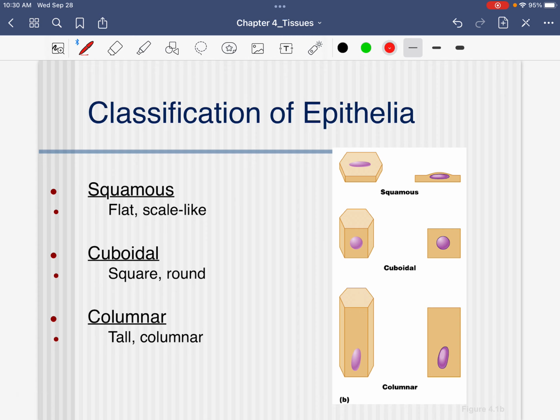And then, of course, we can label epithelium by the shape of the cell. Flat cells are squamous, some say squamous, either one. Column shapes are columnar, and cube or square shapes are cuboidal.